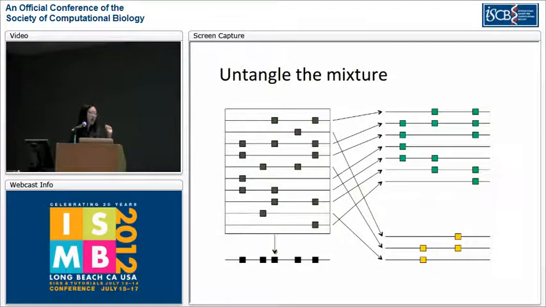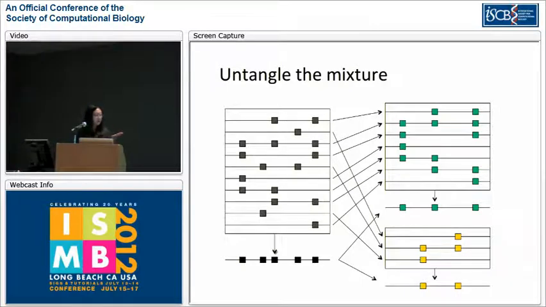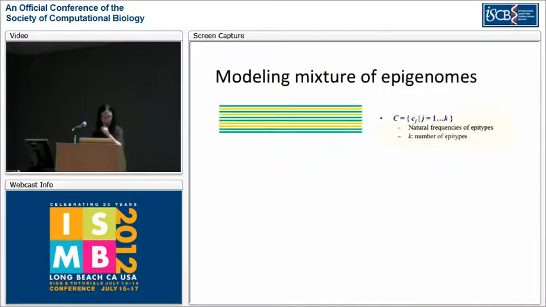So that in addition to what we are having right now, which is an averaged pattern of the methylation, we can also have the two individual methylation patterns. So this is basically the intuition. And from that, based on this intuition, we approach the problem using a mixture model.